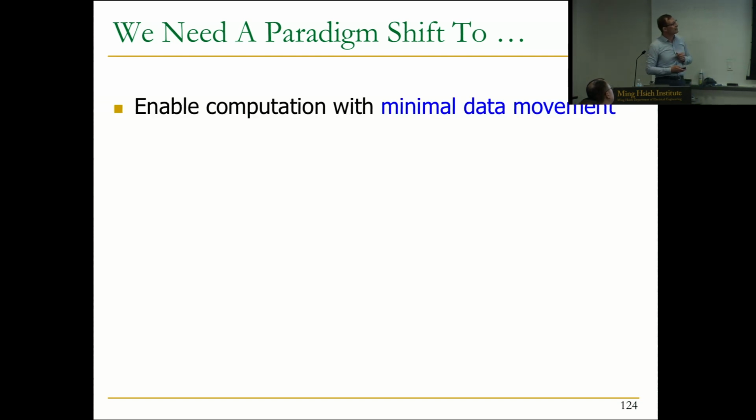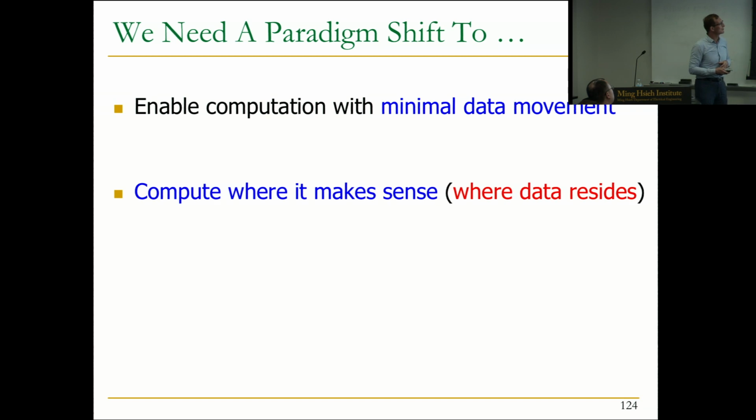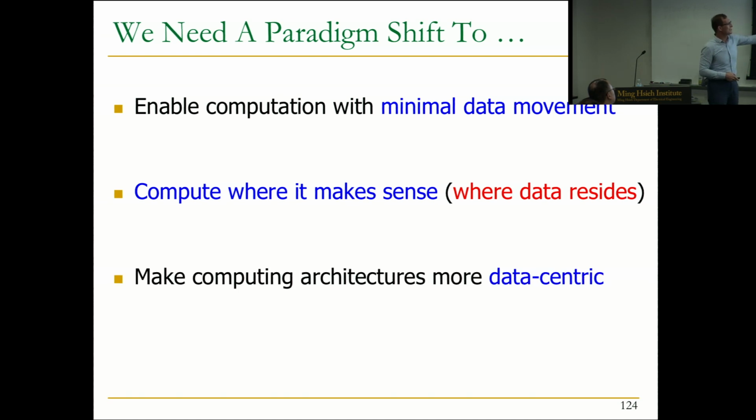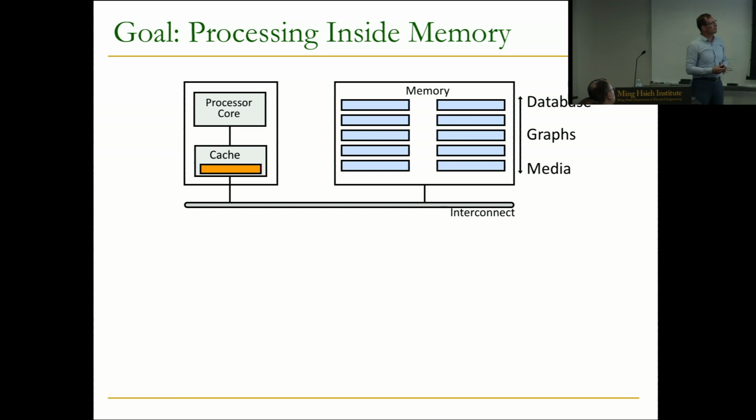Essentially, in my opinion, we need a paradigm shift to enable computation with minimal data movement and compute where it makes sense, as opposed to restricting ourselves to compute only in the accelerator or the processor. And where it makes sense, in my opinion, is where the data resides or where the data moves through. Essentially, we want to make computing architectures more data-centric. So our goal is to do processing inside memory, but this is not restricted to memory. It could be processing inside the storage, processing inside the network, in the interconnect, and there are examples of this throughout history, clearly. But memory is a bit hard because this interface is relatively rigid today.